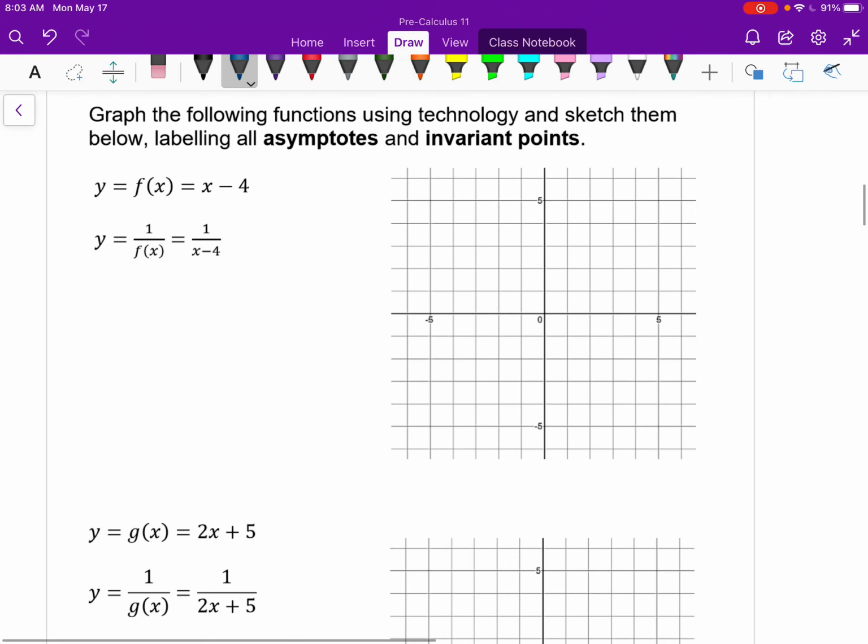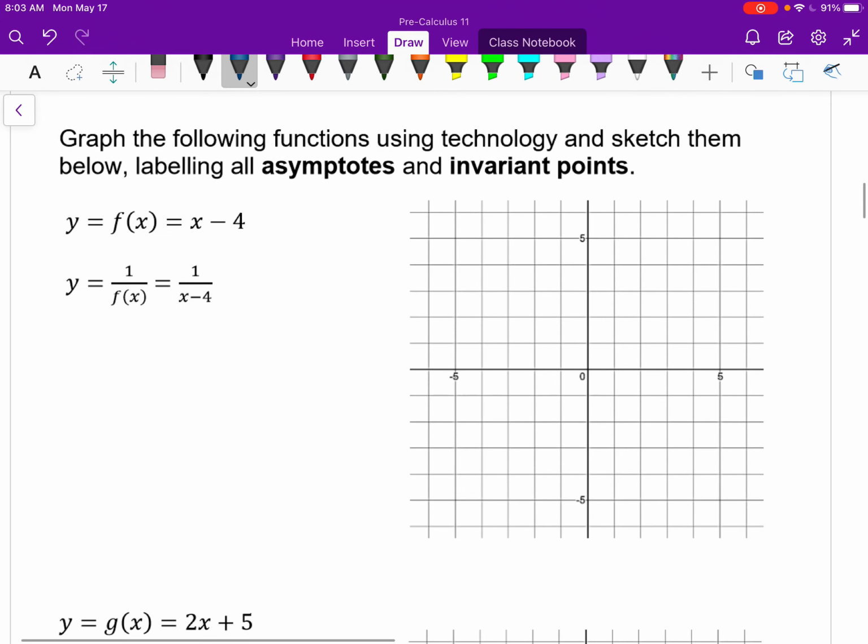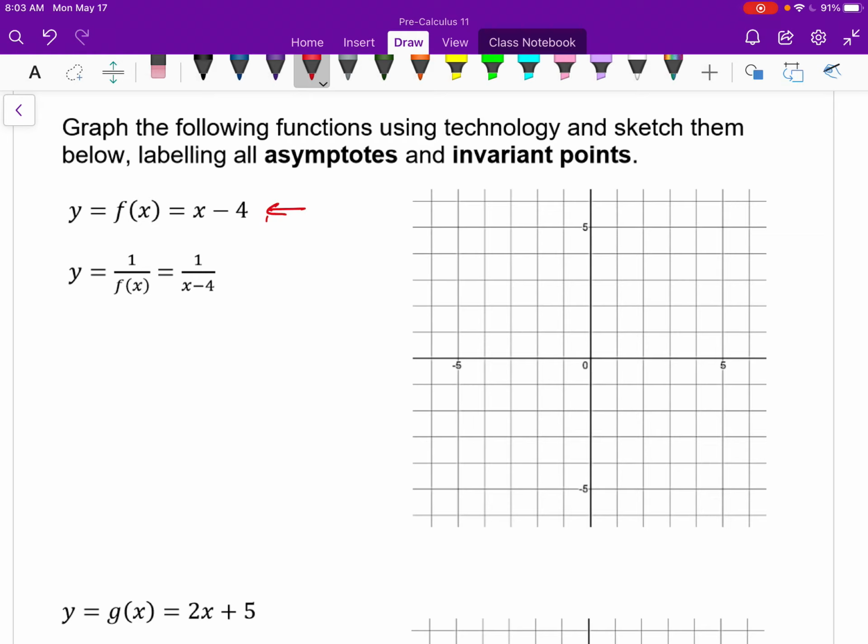And so let's look at two separate functions here. The graph of f of x, which is x minus 4, and 1 over f of x, or 1 over x minus 4. So first let's look at f of x. Nice simple linear function, a y-intercept at negative 4, and a slope of 1. Okay, easy to draw because it's a line. All right, so that's the graph of f of x, or x minus 4. Okay, I want 1 over this.